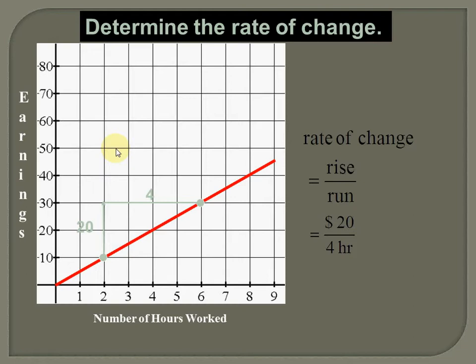I feel the graph should have had dollars though, if you ask me, because that's kind of just saying earnings. You could have gotten like 10 goats, 20 goats, 30 goats. This rate of change could have been 5 goats per hour, but I guess we're assuming dollars.